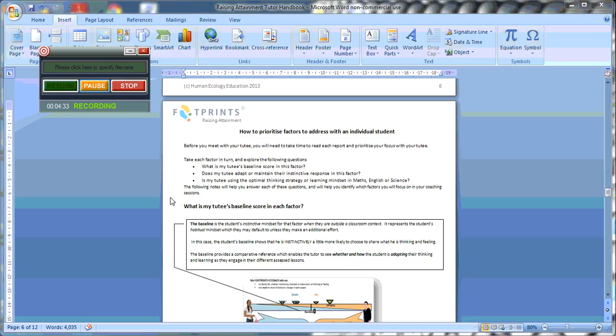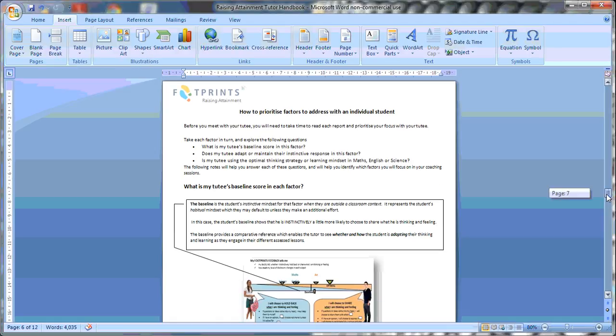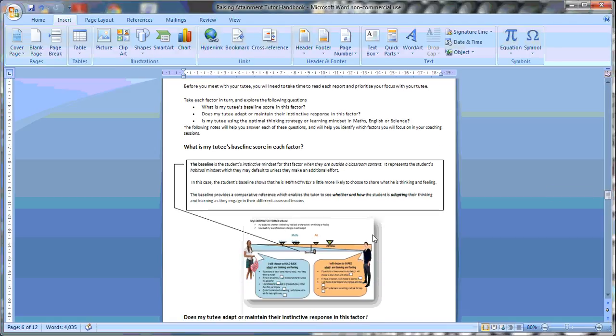Okay, I want to go through how we can prioritize which of the factors we are going to address with our individual student over the course of the 10-week intervention. When we receive our student's report, the first thing we're going to look through on all 7 of the report pages is to look at the student's baseline for that particular factor.